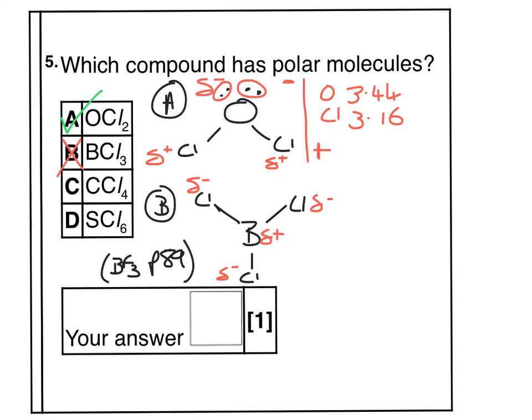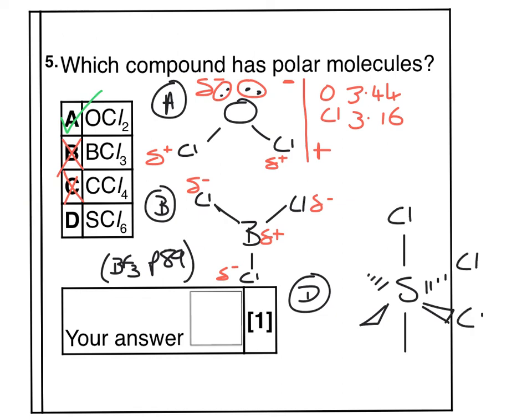C, you saw that on the previous slide. So C is the same, no difference across. And then D looks very complicated. SCl6. So you have all of these chlorines coming out. This is an octahedral. It's an example of our fancy shapes. An octahedral. If you want to check those out, they're on page 92.